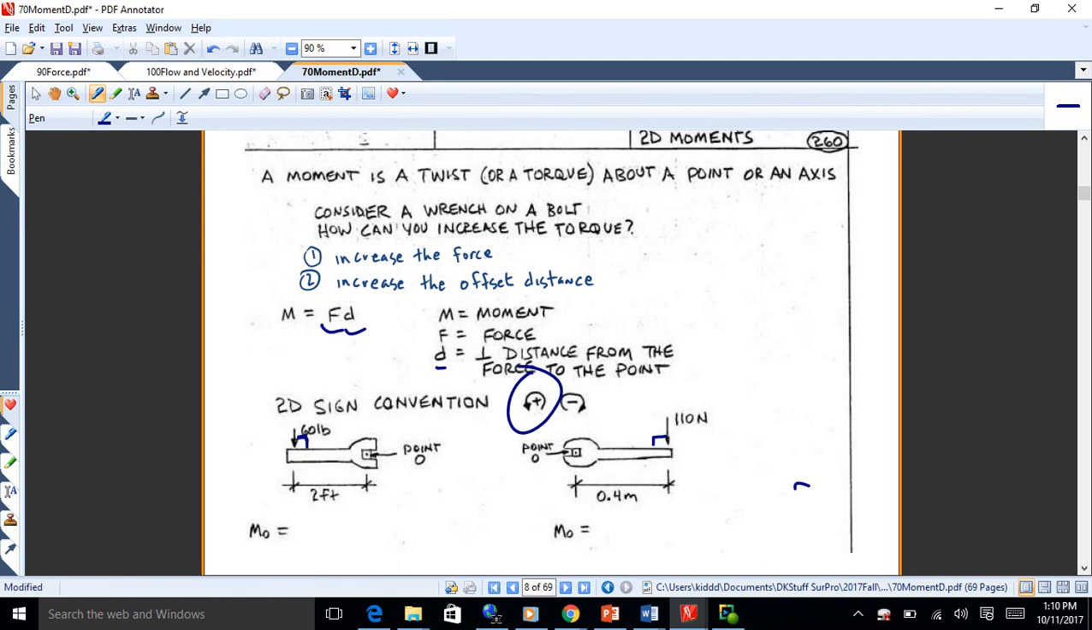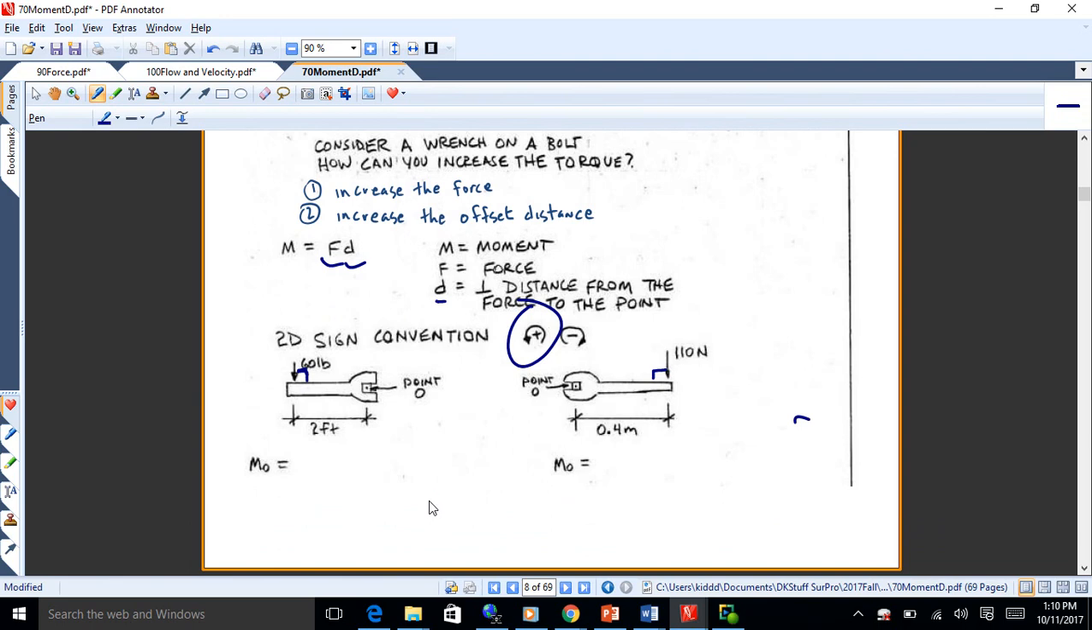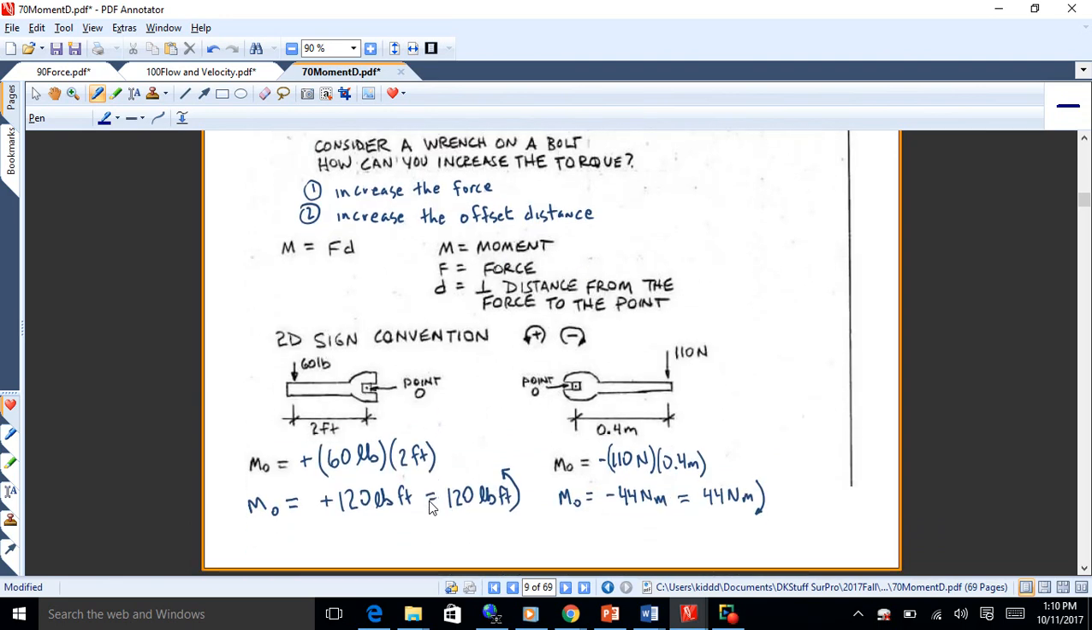All right. Now, to get these moments here, you just take the distance and the force and multiply them together. You'll get a pound foot and Newton meter units on the answer. And you can either give it a sign to indicate direction, positive counterclockwise, negative clockwise, or you can just put an arrow on them to show which way they're going. Okay.